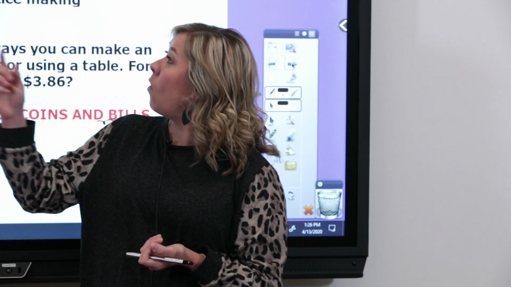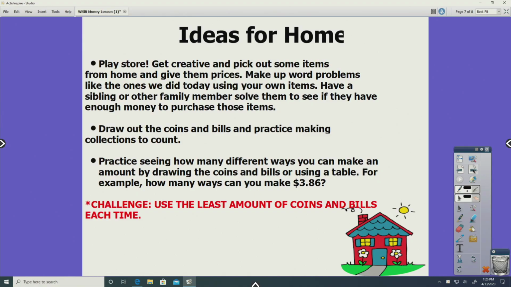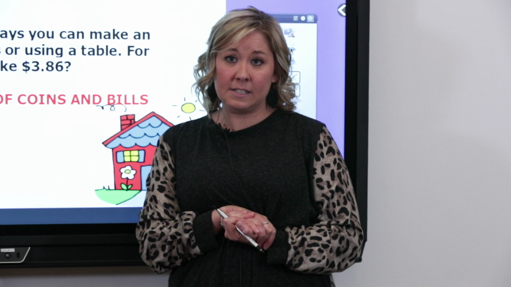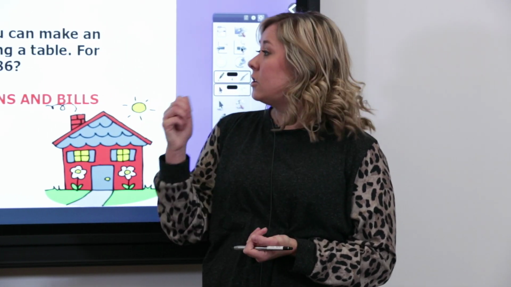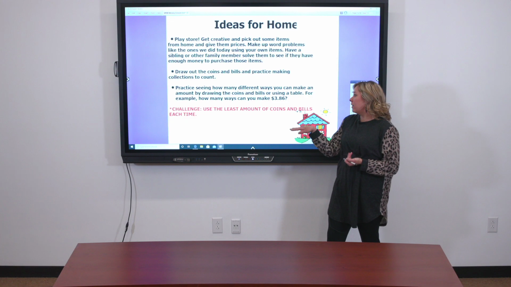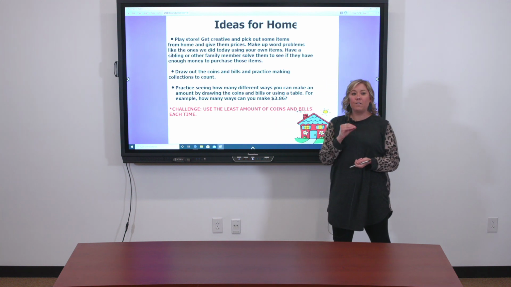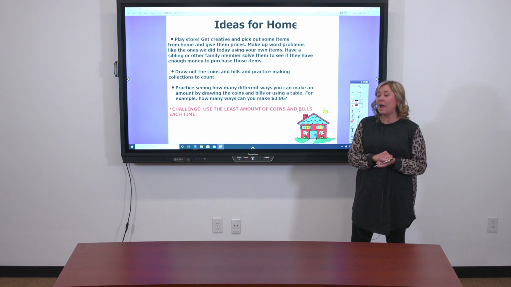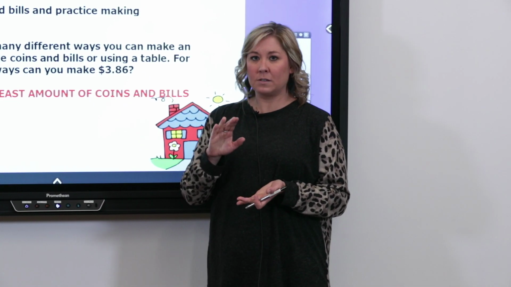You could draw out your coins and your bills and practice seeing how many different amounts of collections you can make. You could also practice seeing how many ways you can make an amount. So for this one, I used to give my students a table, and I would say, how many ways can you make $3.86 with your different coins and a dollar bill? And the challenge for them would be to use the least amount of coins first. So can you make it 4 ways? Can you only make it 2 ways? How many ways can you make an amount?